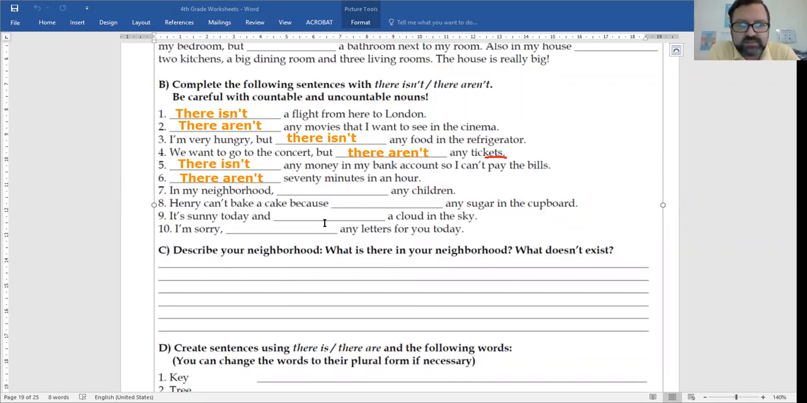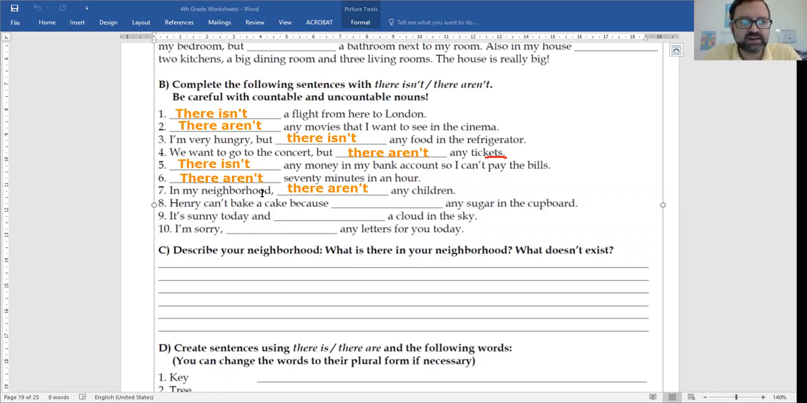Next one, number seven, in my neighborhood, blank any children. All right. Children does not have an S on it. However, this does mean more than one child. Okay, so we should choose there aren't. In my neighborhood, there aren't any children. This sounds like a very boring neighborhood.